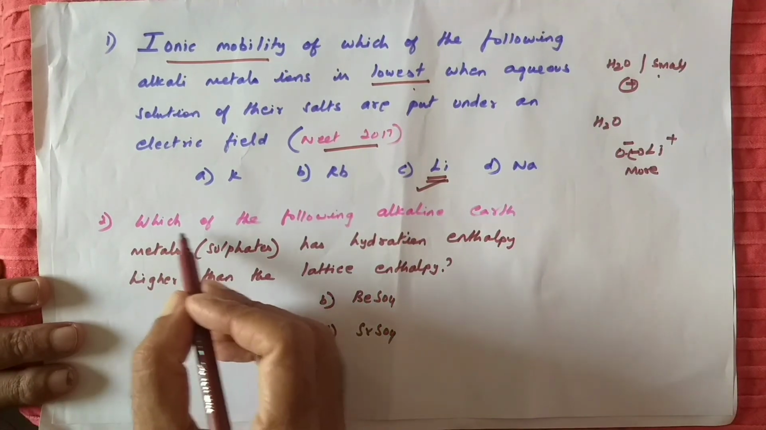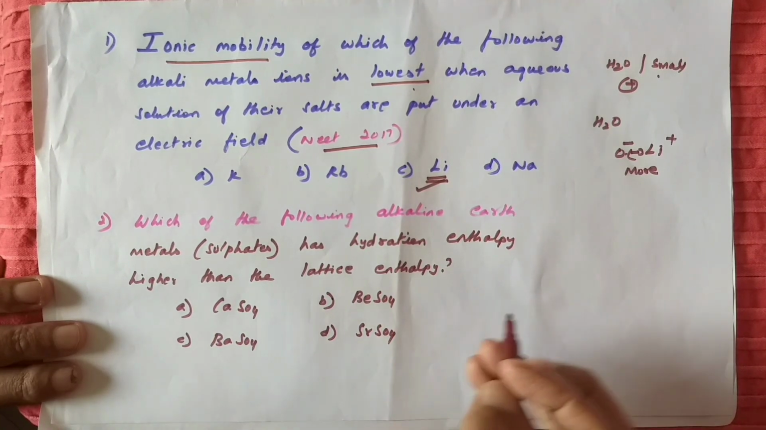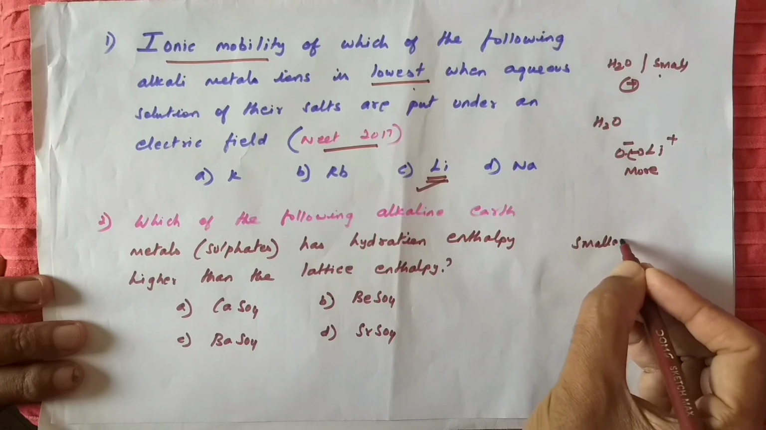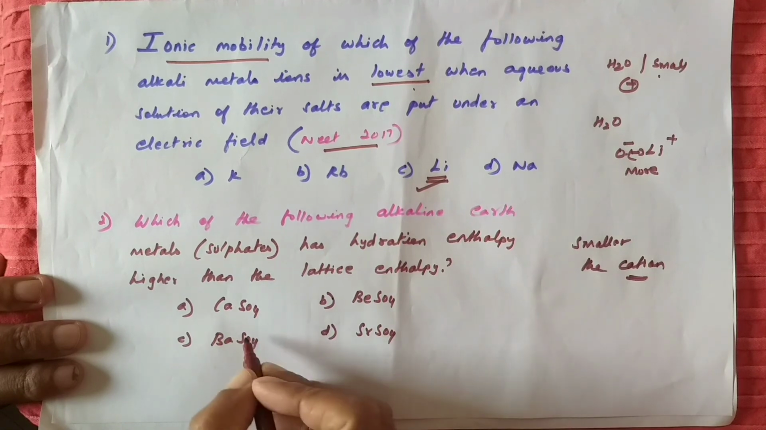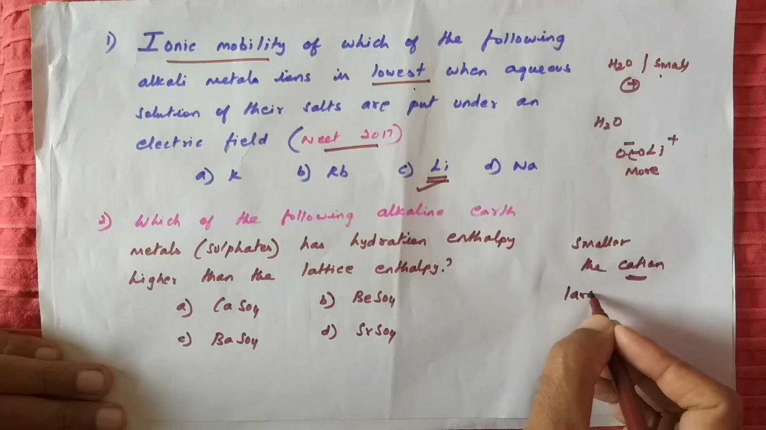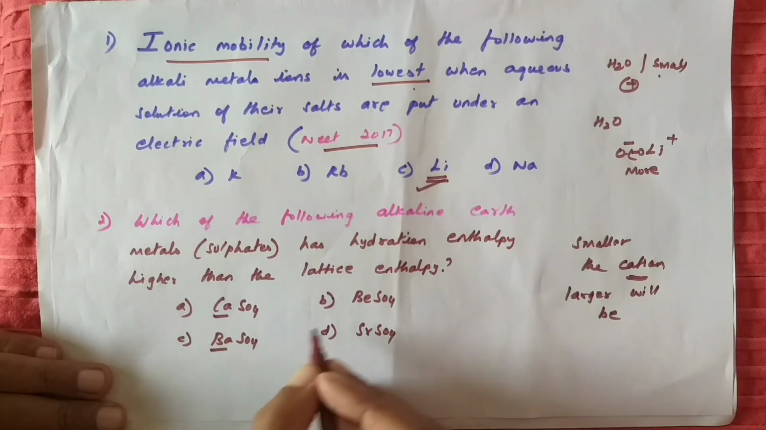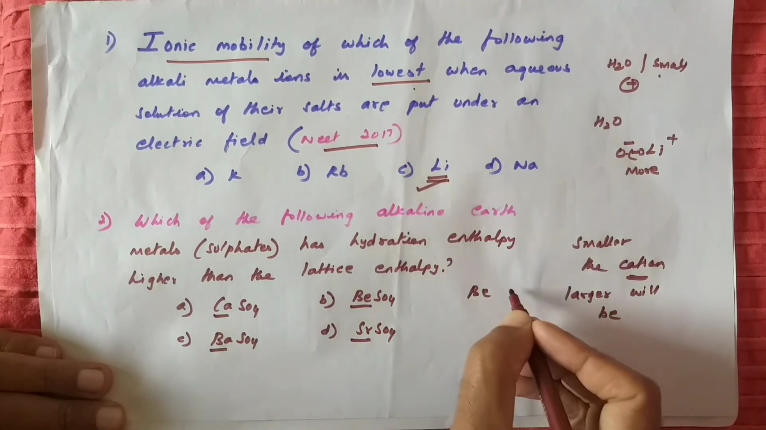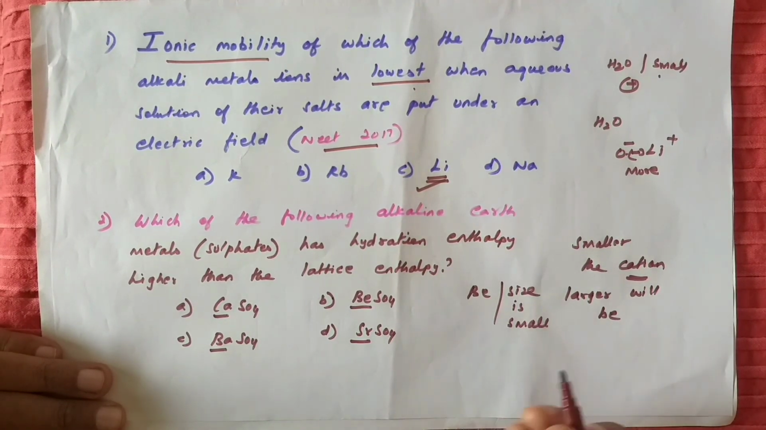Next question: which of the following alkaline earth metals has hydration enthalpy higher than the lattice enthalpy? We know that smaller the cation, because all the anions are the same in this case, more will be the force of attraction, and larger will be the hydration energy. Out of calcium, barium, beryllium and strontium, beryllium size is small. So the force of attraction will be more and the energy release will be more. So beryllium sulfate will have higher hydration energy when compared to the remaining three.